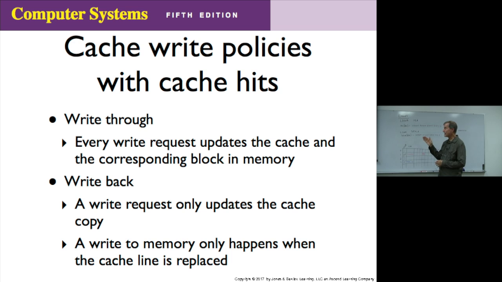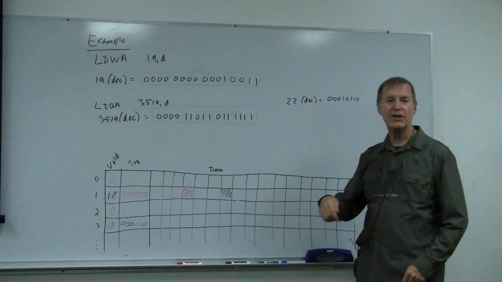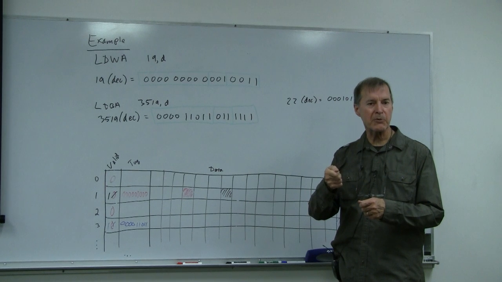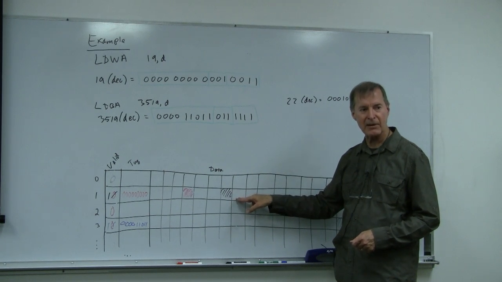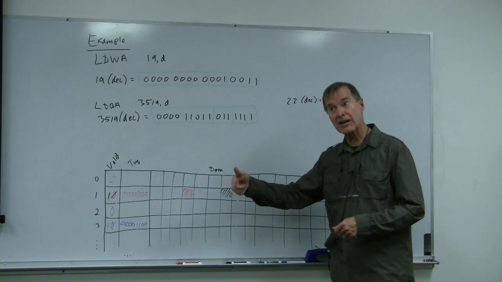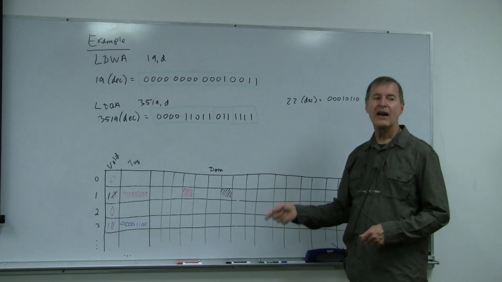So first of all, a cache write policy with a cache hit. If there's a hit, that means you want to write to memory, but the copy of the memory is in the cache. Now, what are the two different possibilities? You for sure overwrite it in the cache, because the next time you get from the cache, you want to get the updated version, right? But the question is whether or not to update the memory.